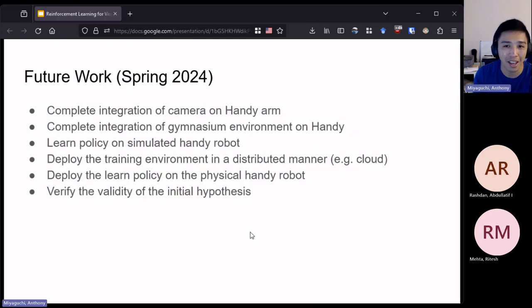Future work involves completing the integration of the camera on the handy end effector, the integration of the Gymnasium API, learning a policy on the actual simulated robot, deployment of the learned policy, and validating our initial hypothesis on doing reinforcement learning with handy in a way that allows us to avoid camera calibration on the actual robot. This is work that we'll be doing in the spring of 2024 with this team.